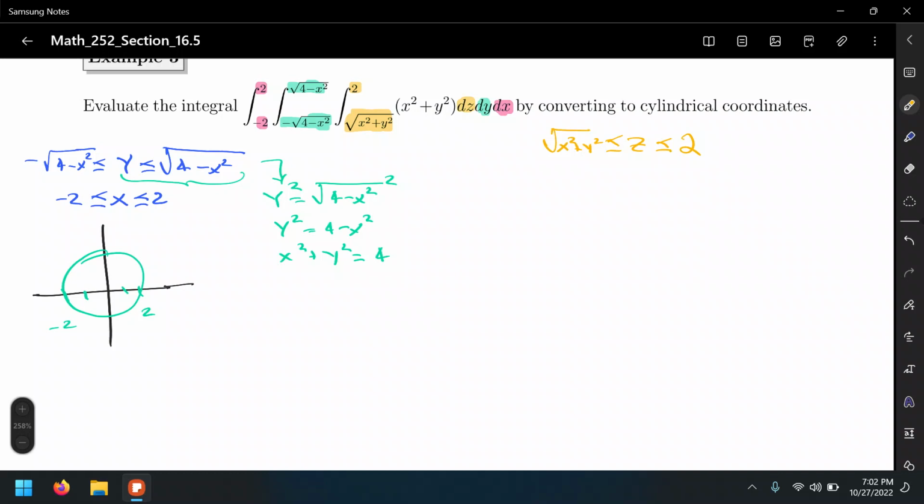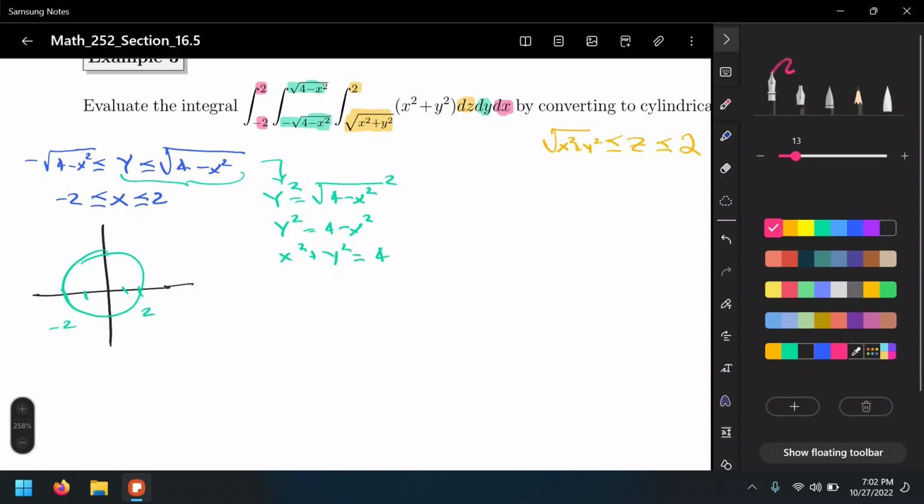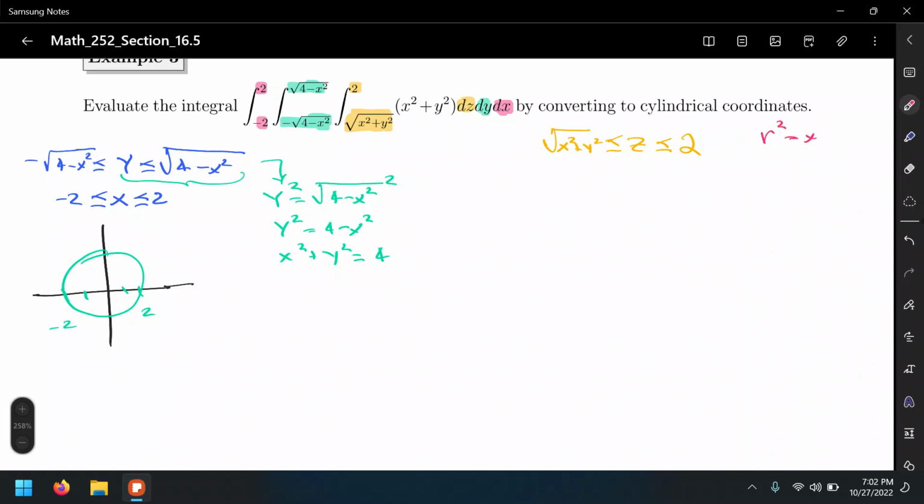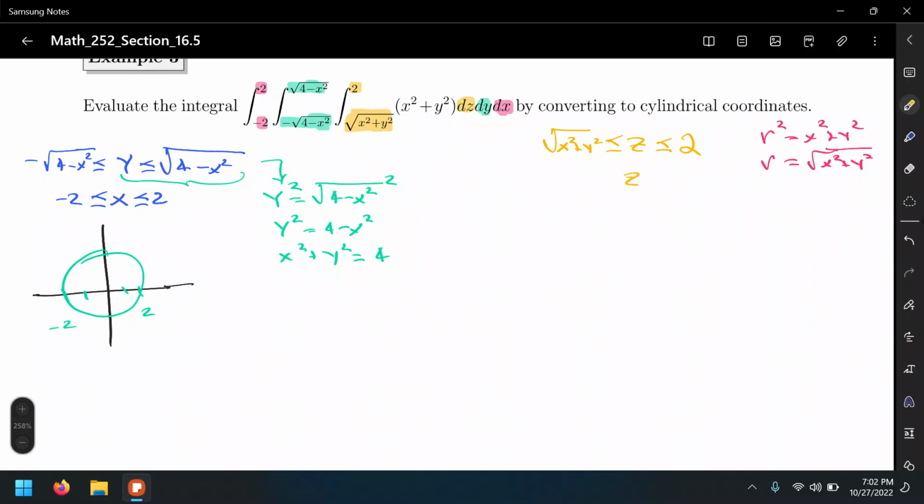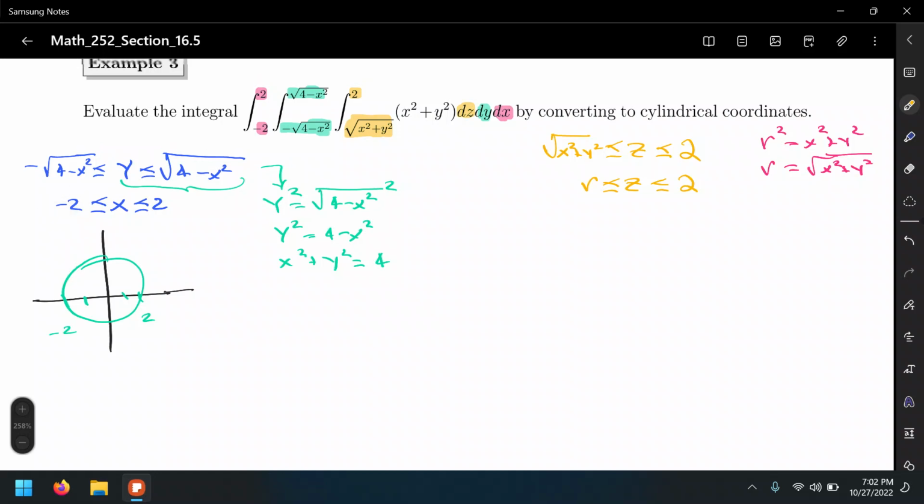Recall that r squared equals x squared plus y squared. That's one of our formulas to convert between polar and Cartesian. If we solve for r, that's the square root of x squared plus y squared. So we can replace this, and z varies between r and the constant 2. The constant just remains the same. So we have the innermost limits of integration for the new transformation of coordinates.